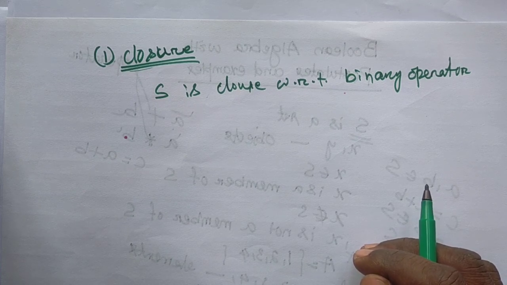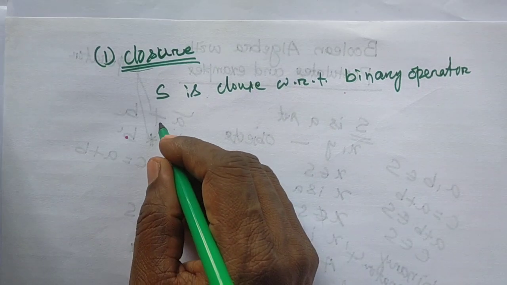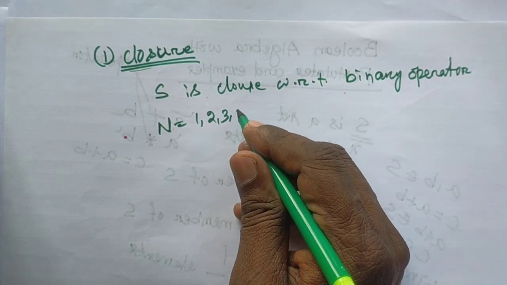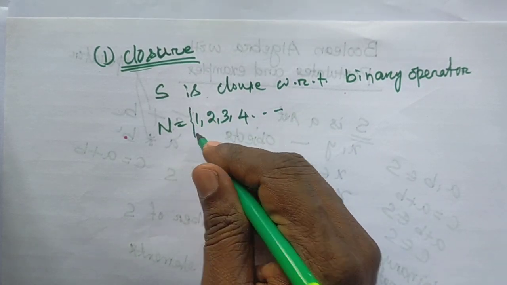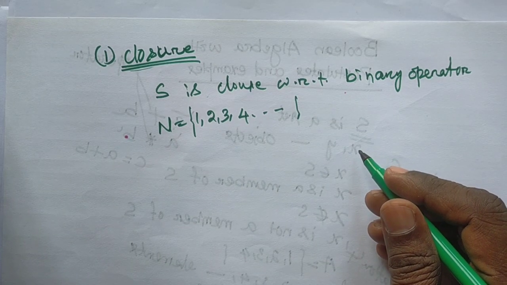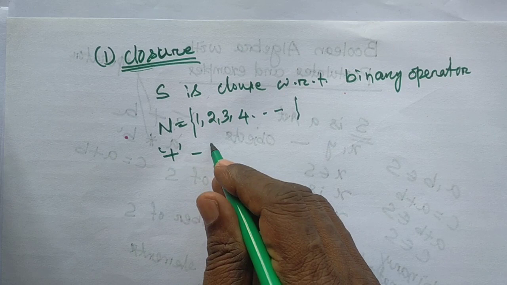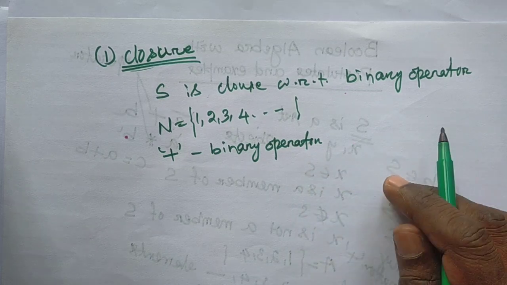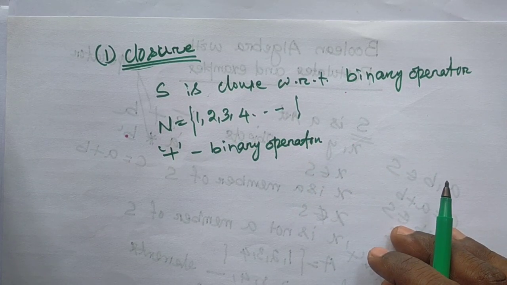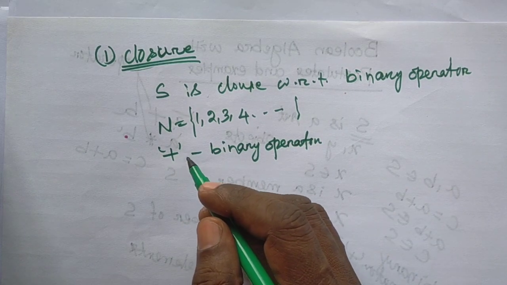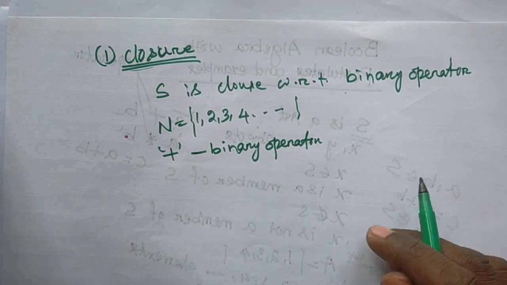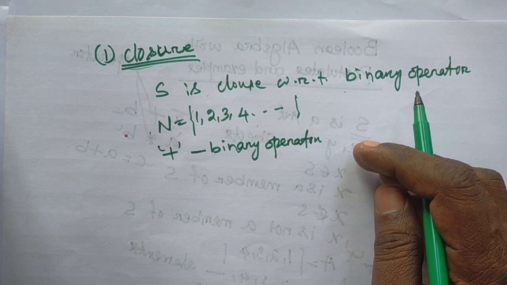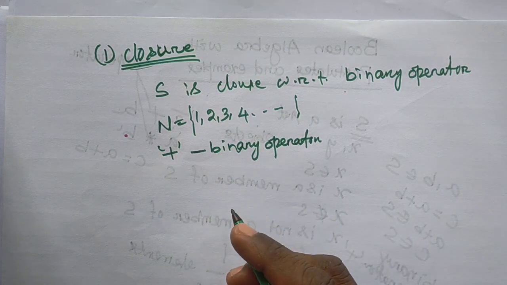We will see some examples. For example, N is the set of natural numbers: 1, 2, 3, 4, and so on. Let us consider the binary operator, the addition binary operator, applied on these natural numbers. We will see how it is used for the closure rule.